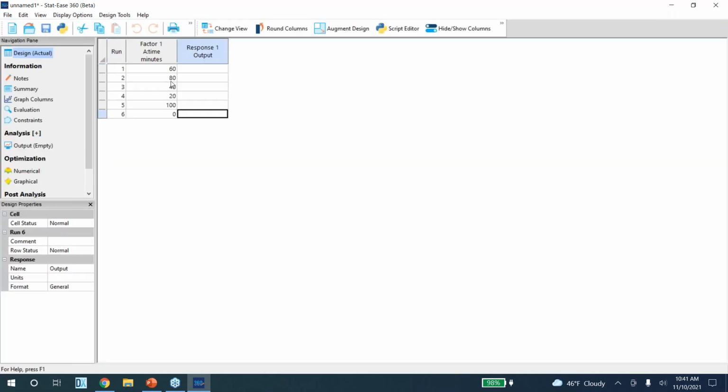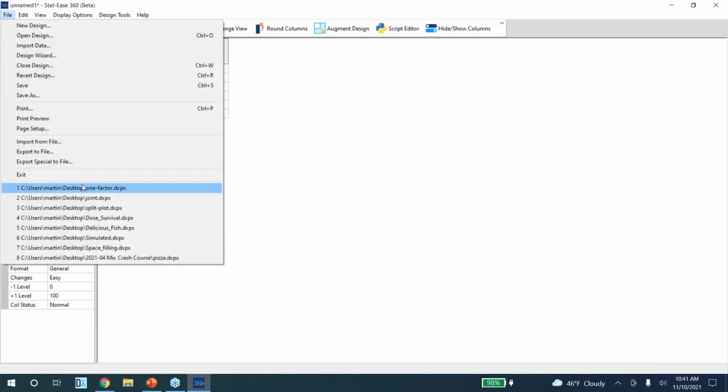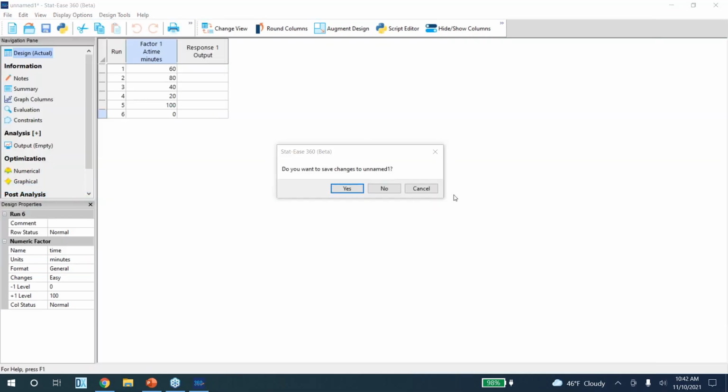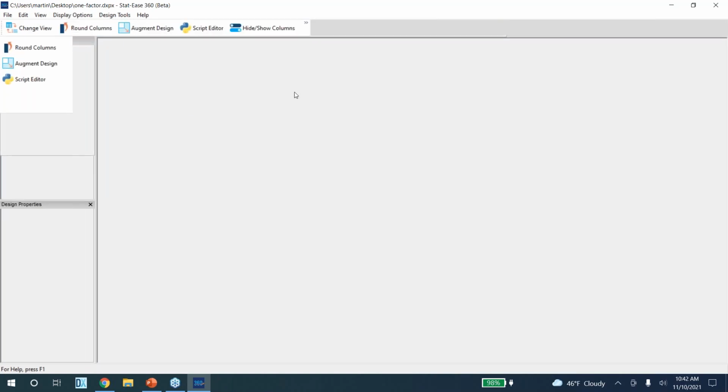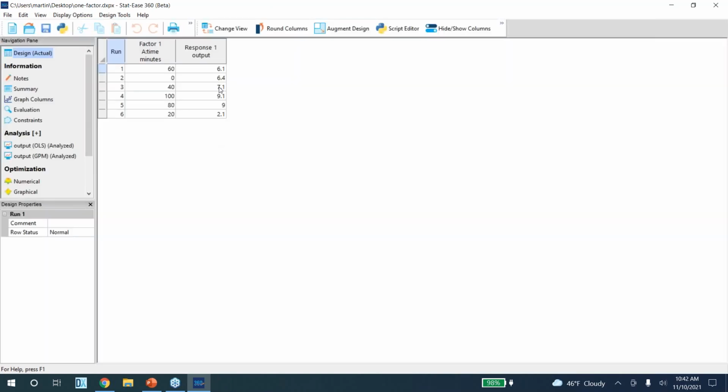So again, this space filling design is a very trivial design, but the point is to show you how to set it up and how to use Gaussian process models. Here's the actual data that they collected, and by collected I mean they ran the simulation. They plugged in a time of 60 minutes into their simulation and saw what the expected output is at a time of 60 minutes.